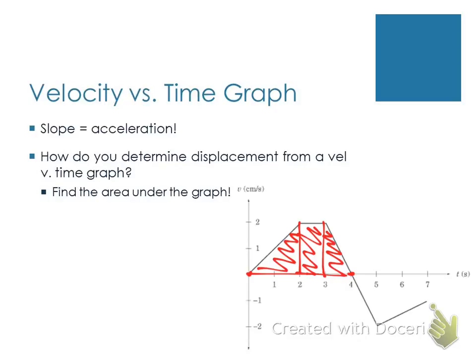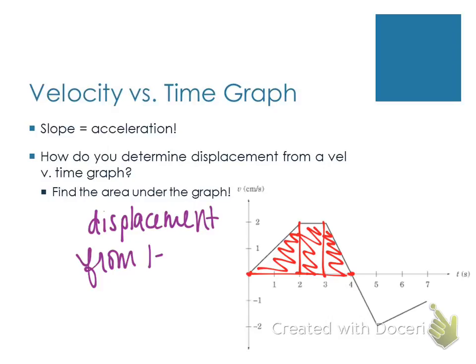So right now, what we're doing is we're finding displacement from 0 to 4 seconds. And you just add all the areas together. You're going to find the area and then add that whole thing together. The important thing is that we stop at the x-axis. We're not going above or below the x-axis. We stop at the x-axis.